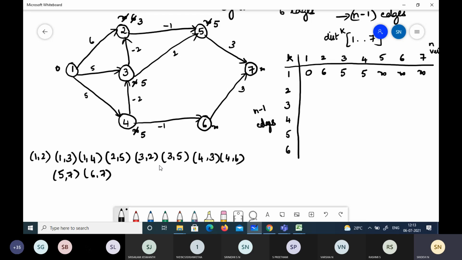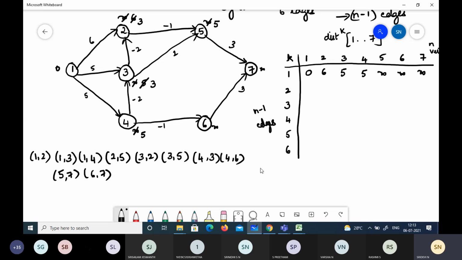Okay. Now 3 to 5. So 3 to 5. We already have a value 5 here. And when we check, 5 plus 1 is 6 and already 5. So which is minimum among this? 5 is the minimum. We'll leave it as it is. Okay. Then we'll take up 4 to 3. So 4 to 3, check here, 5 minus 2 is 3. Already the value is 5 here. So which one is smaller among 3 and 5? 3 is smaller. So we will change this to 3.